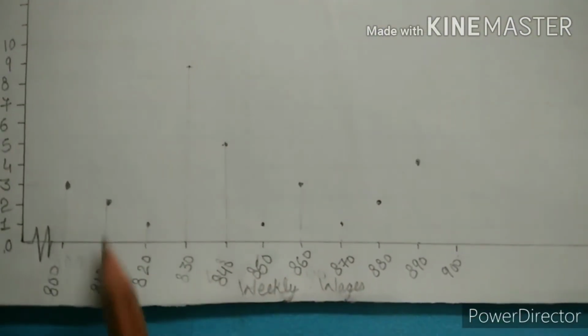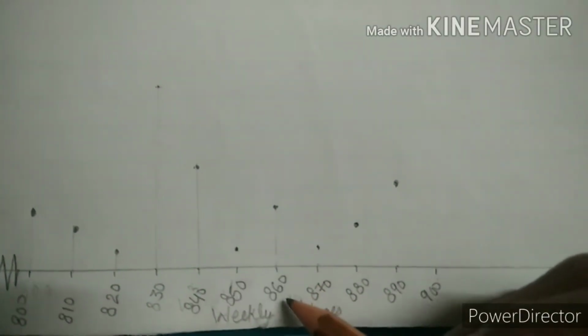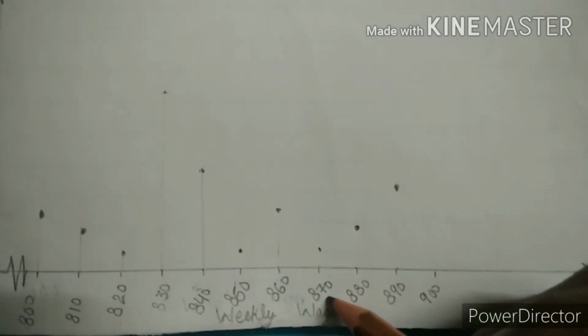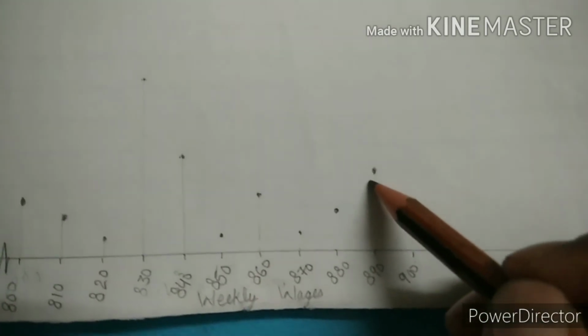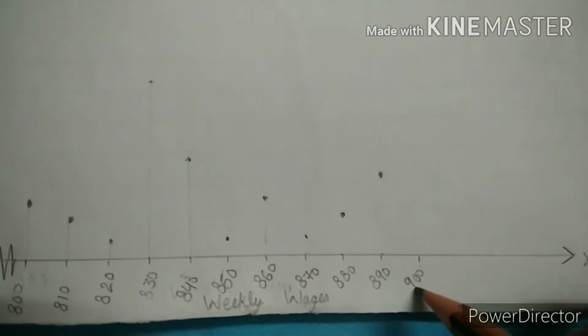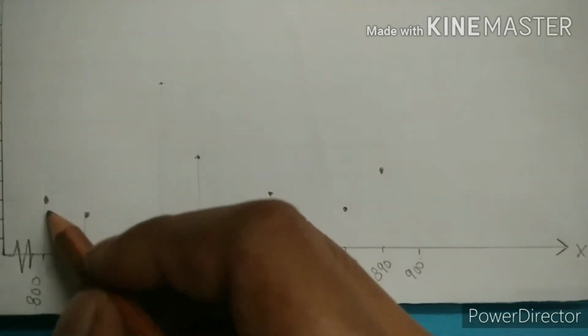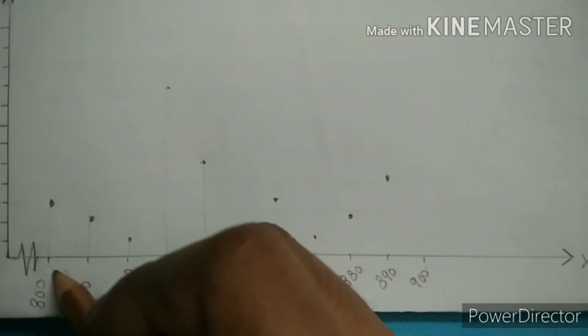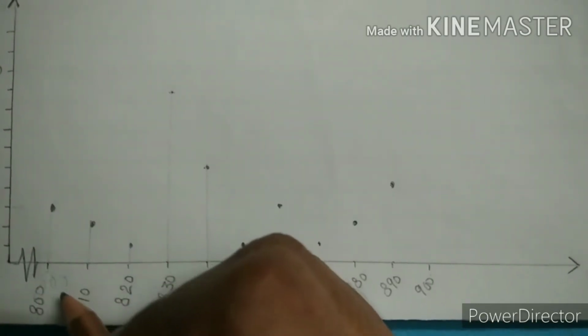Now as you can see, I marked all the points. On 800 it is 3, on 810 it is 2, on 820 it is 1, on 830 it is 9, on 840 it is 5, on 850 it is 1, on 860 it is 3, on 870 it is 1, on 880 it is 3, on 890 it is 5. Okay, sorry, 4. And 900, because 900 is the upper limit, we did not take it here. Now we will draw from the points to their lower limit lines. Let's see how to draw.